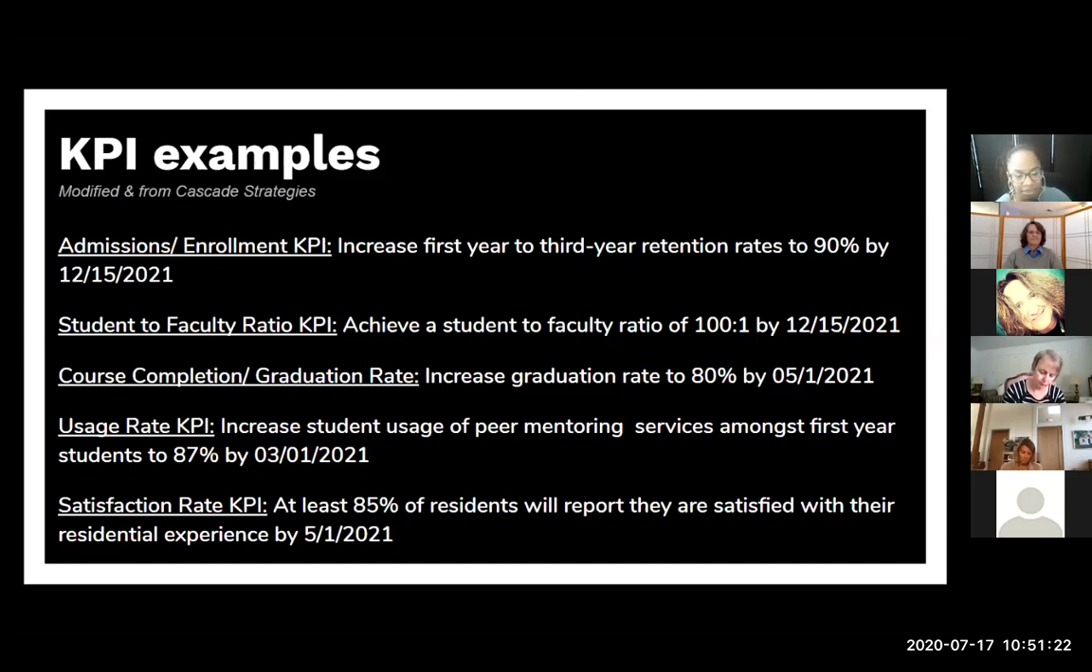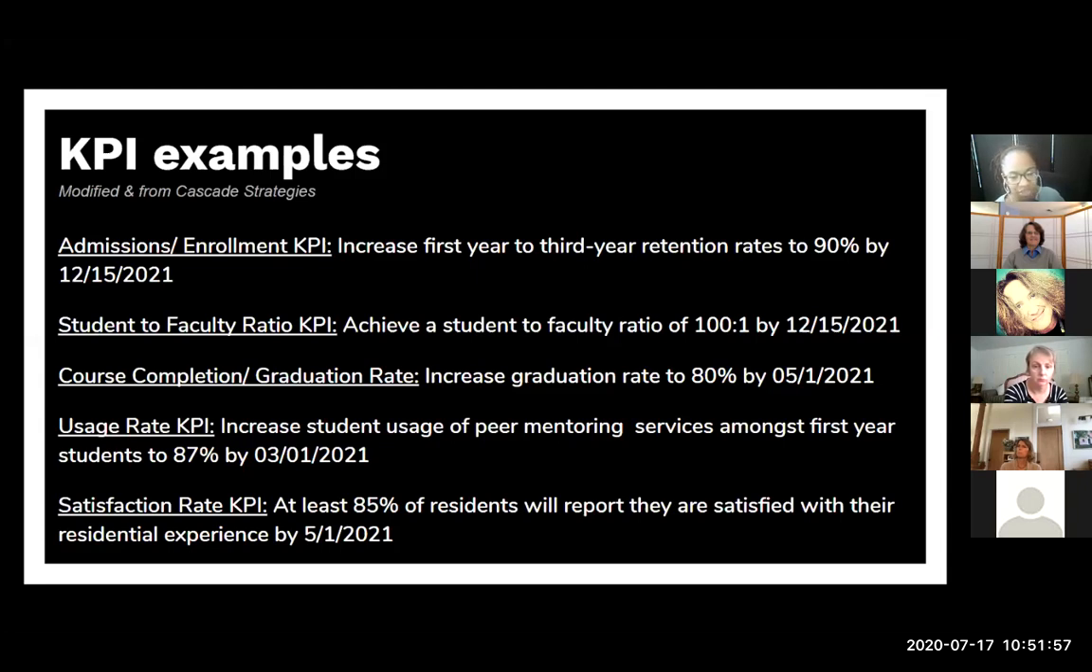the first three examples you see here are very academic affairs oriented. So they're trying to increase retention rates by 90%, or we're trying to get our student to faculty ratios down to 100 to 1. I'm not in academic affairs. I don't know if that's good or not. These are just examples I got from Cascade Strategies, also on the reference slide. And then the third one is we're trying to increase graduation rates to 80%. And there are definitely student affairs units that can adapt these for their purposes.